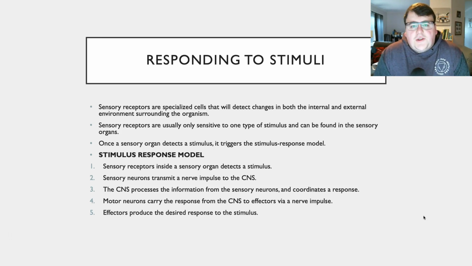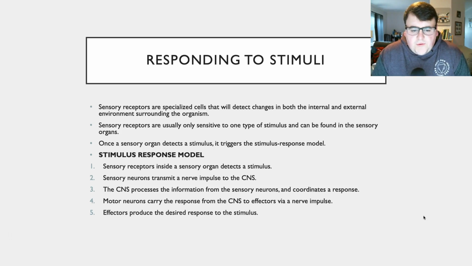Sensory receptors usually are only sensitive to one type of stimulus, and they can be found inside sensory organs. For example, I have sensory receptors called photoreceptors inside my eye, and the eye is a sensory organ. I have mechanoreceptors inside my skin. They're going to sense different feelings, etc., and the skin is the sense organ.